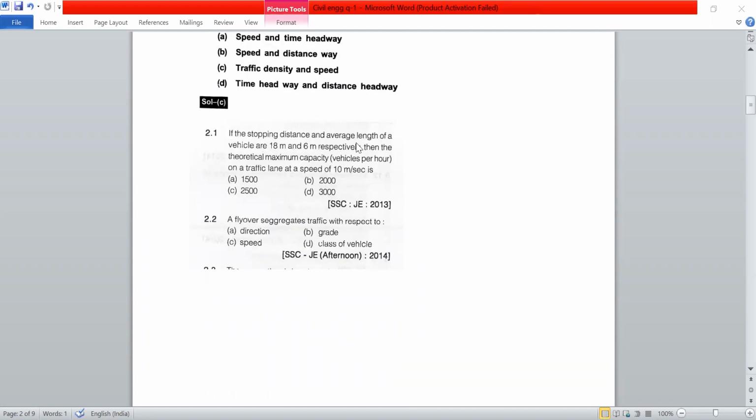If the stopping distance and average length of vehicle are 18 and 66 meter, then the theoretical maximum capacity, use the formula N is equal to 1000 V divided by L plus C. Calculate L. See, this is explained in the geometric design and elements theory part. This problem is explained, and the right answer is 1500.